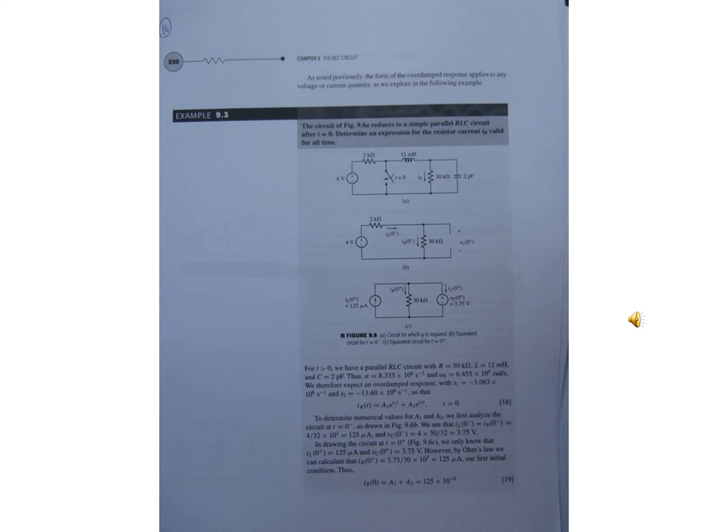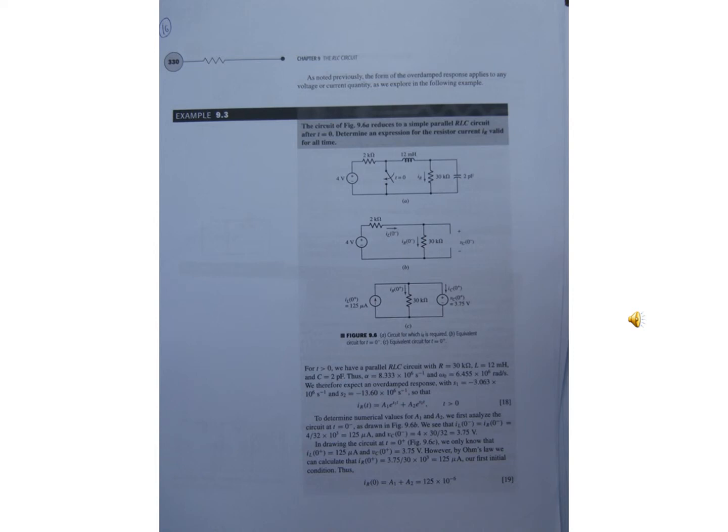So the IS0 plus is 125 microampere, and the VC0 plus is equal to 3.75 volt. So therefore the IR0 plus can be calculated. That 3.75 volt is divided by the 30 kilo ohm. So we got the 125 microampere. So therefore IR0 is equal to A1 plus A2. This is equal to 125 multiplied 10 power minus 6 ampere.